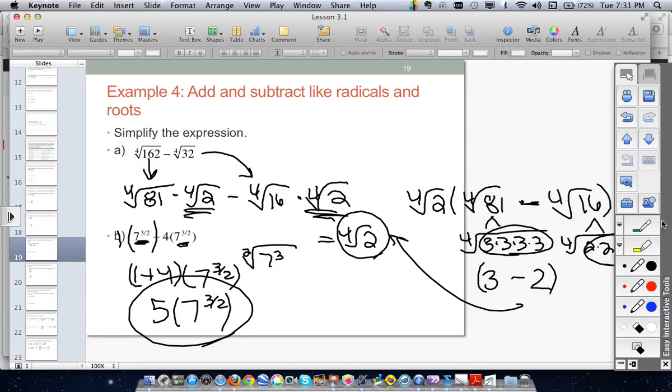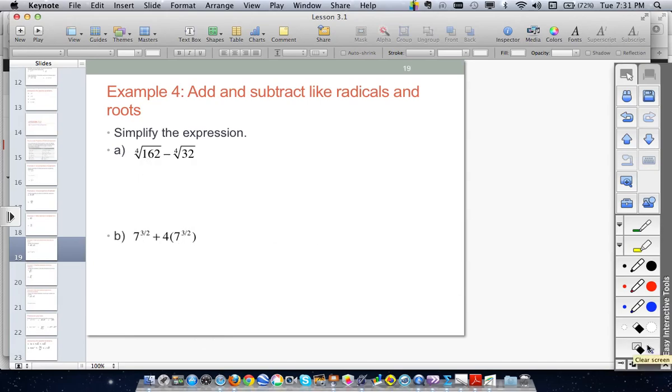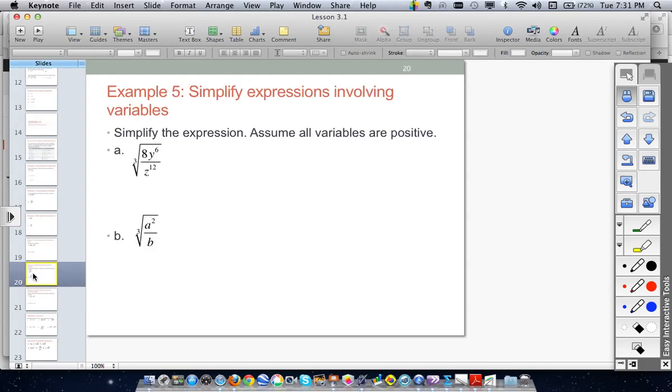All right, so let's clear this off and move on to our next slide. All right, example 5. We are going to be simplifying expressions involving variables. So not only are we concerned about the roots and whatnot being similar, but we also want to make sure the variables are similar.